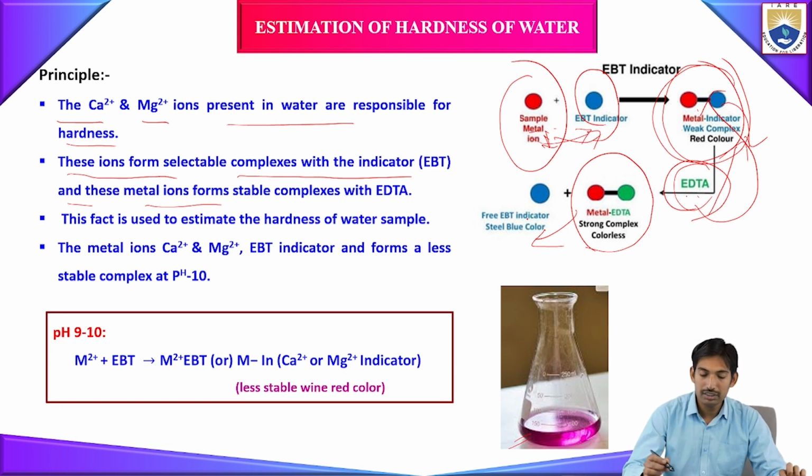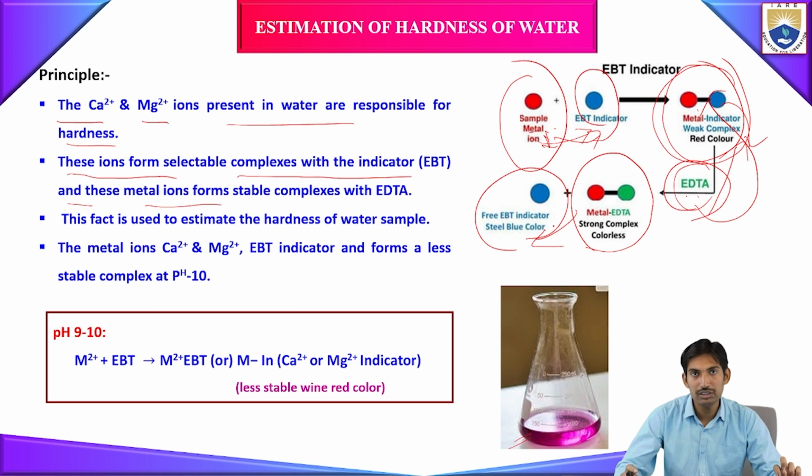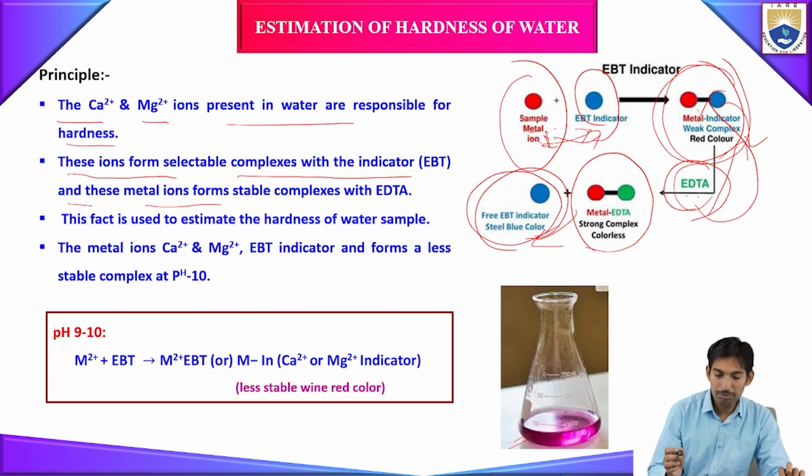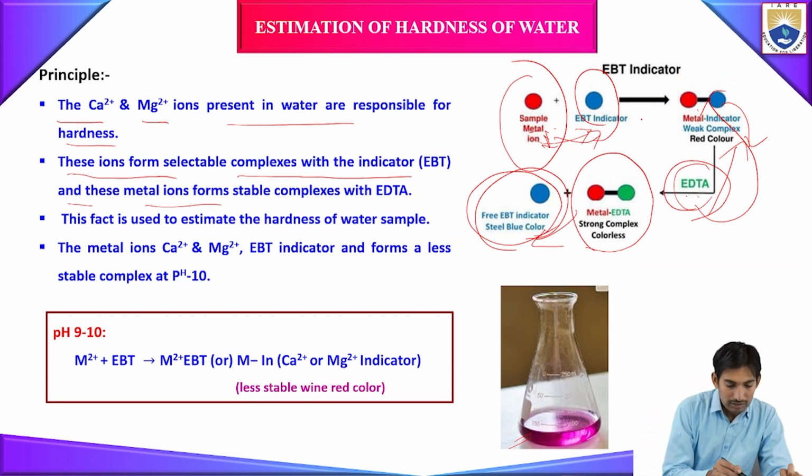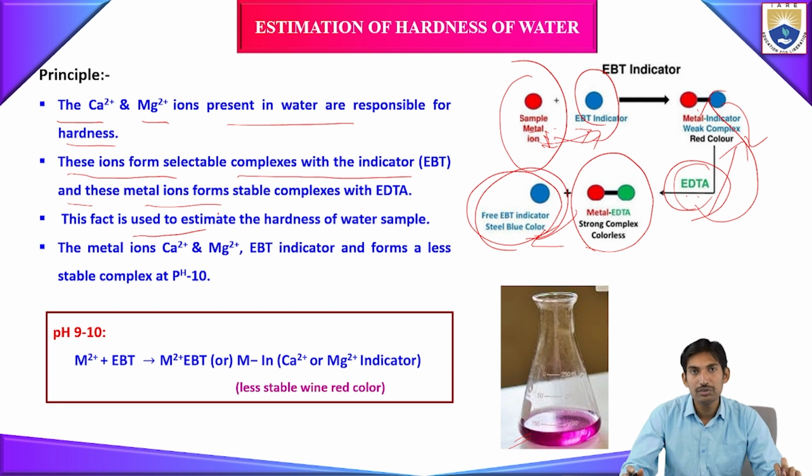The color of free EBT indicator is blue. See, the metal and indicator color is wine red. If we titrate it with EDTA, it forms a stable metal-EDTA complex. After excess addition of EDTA, what happens? The free EBT indicator is released, and the color is blue. This is the principle: the color changes from wine red to blue. This fact is used for the estimation of hardness of water.